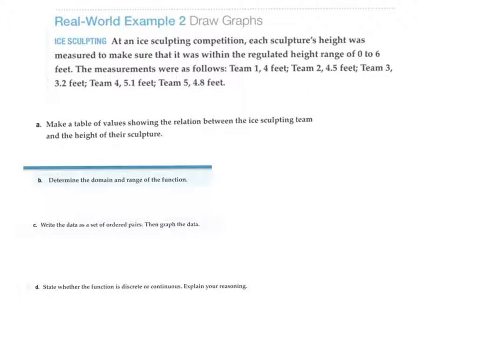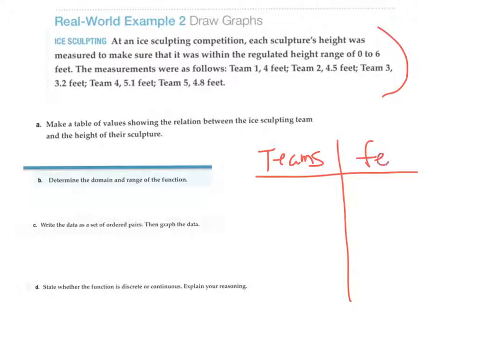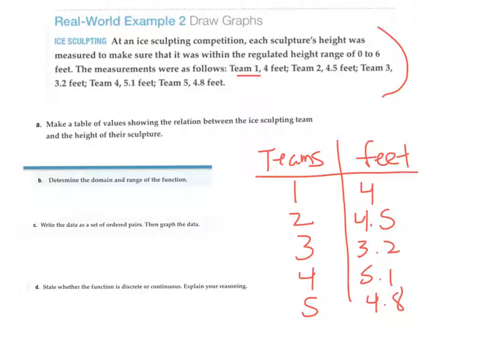Okay, now we're going to take some data given in a word problem, and we're going to organize it in a table first. So I'm going to get my table, and we have teams, and we have feet. Team 1 has 4 feet. Team 2 has 4.5 feet. Team 3 has 3.2 feet. Team 4, 5.1 feet. And Team 5 has 4.8 feet. So there's our table.